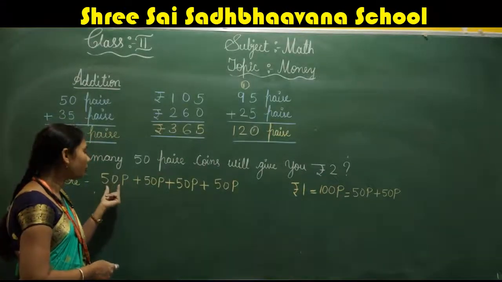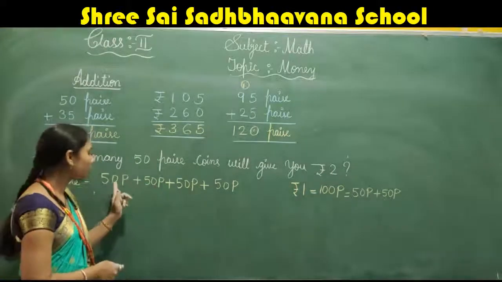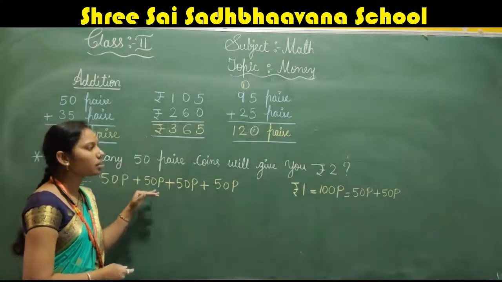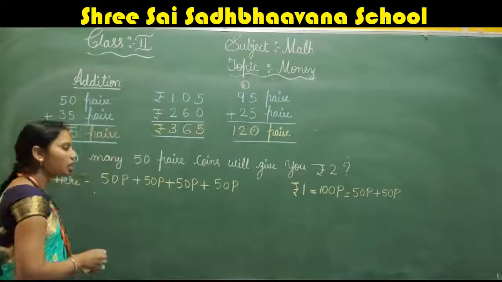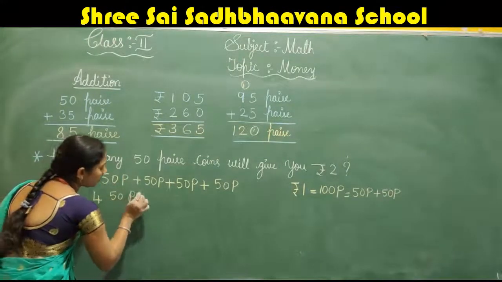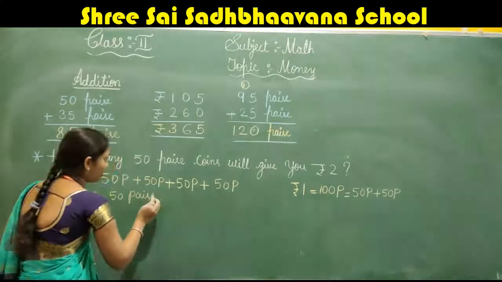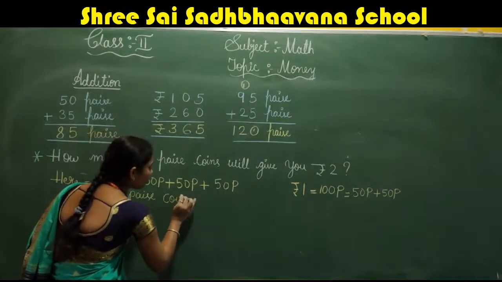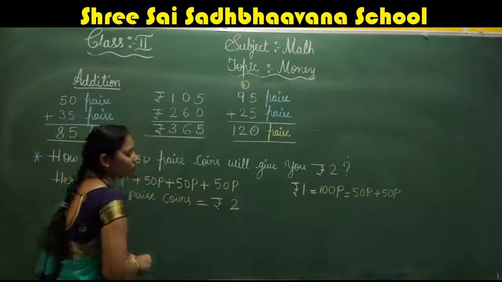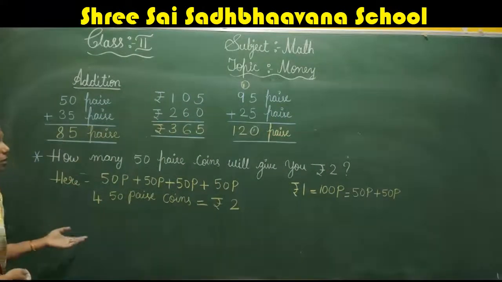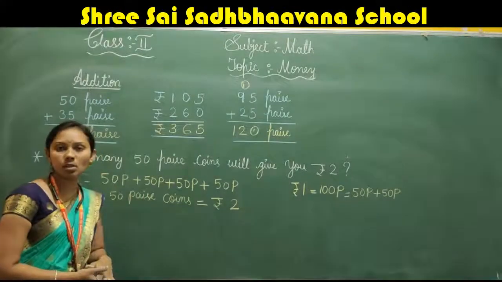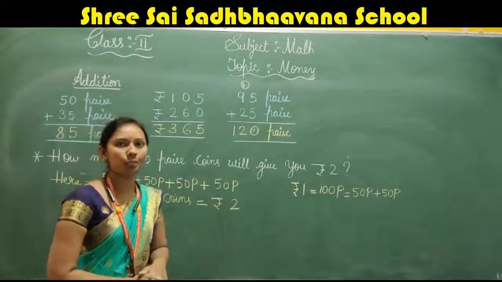So we are adding four 50 paisas. 1, 2, 3, 4. Four 50 paisa coins will give you rupee 2. At last, four 50 paisa coins is equal to rupee 2. Understood, children? So how many 50 paisas will give you rupee 2? We can say that four 50 paisa coins will give you rupee 2.